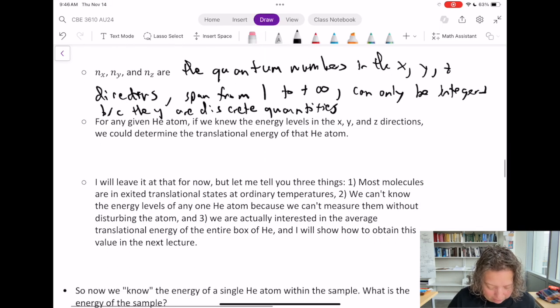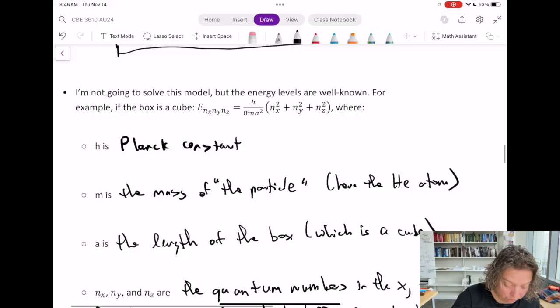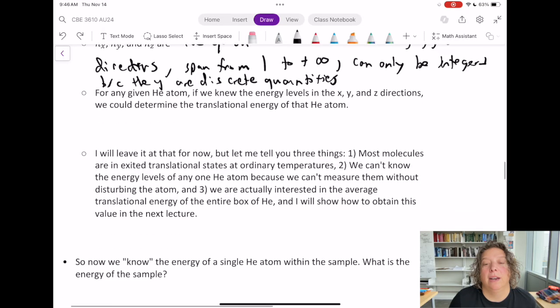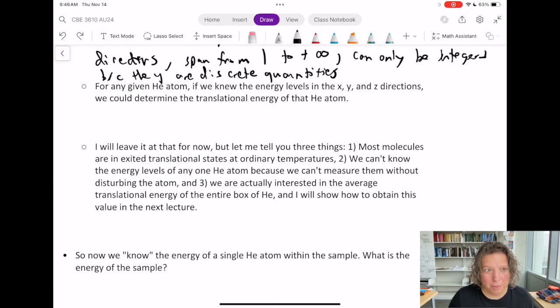Okay, so for any given helium atom, if we could pick a helium atom and we knew what its quantum numbers were, we could determine its translational energy using this formula. Unfortunately, we cannot know that because we can't measure the quantum states of a quantum particle, because in doing that we have to shine light on it, which adds energy and changes its state. So we can't know that, but if we did, we would know its energy. I'm going to leave you with that for now. I know that's frustrating. I'll show how we can obtain the energy of the sample in the next crash course lecture.